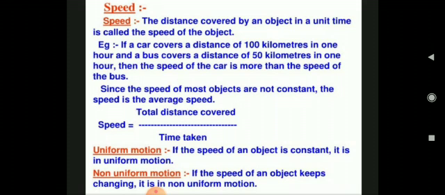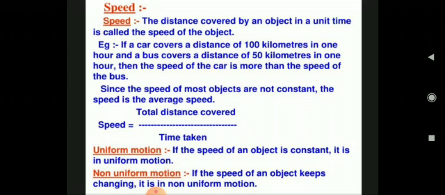Now here you can see an example is given. If a car covers a distance of 100 km in 1 hour and a bus covers a distance of 50 km in 1 hour, then the speed of the car is more than the speed of the bus. Since the speed of most objects is not constant, the speed is the average speed, right? So students, the formula of speed is: speed is equal to total distance covered upon time taken.